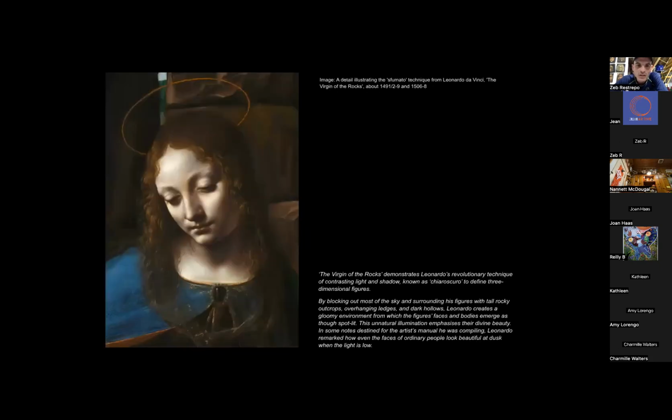And here is another good example, the Virgin of the Rocks, which demonstrates Leonardo's revolutionary technique of contrasting light and shadow, known as, you probably guessed, chiaroscuro, to define three-dimensional figures. By blocking out most of the sky and surrounding his figures with tall rocky outcrops, overhanging ledges, and dark hollows, Leonardo creates a gloomy environment from which the figures, faces, and bodies emerge as though spotlit.